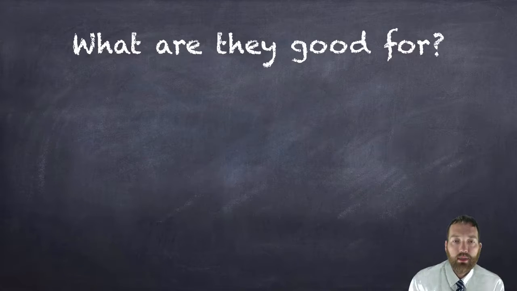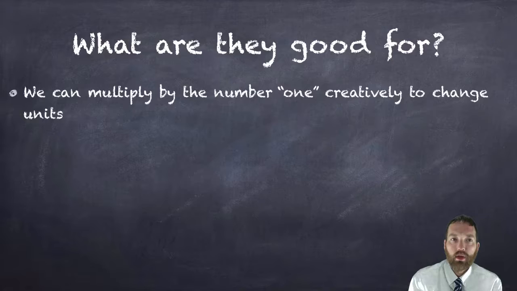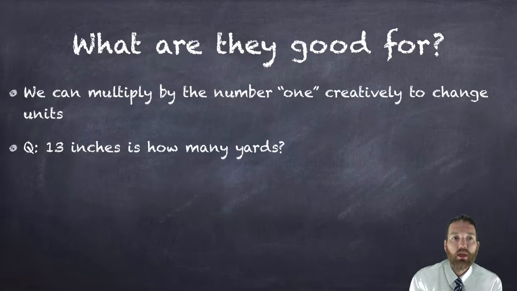All right, so you might be saying, Mr. W, I get the idea. Just take the numbers and divide them, and you flip them, and you can get two different ways of writing 1. So what is this good for? Well, we can multiply by the number 1, not really the number 1, but a conversion factor that means 1, creatively to change the units from one unit to the other. This is something you're going to have to do a lot in the chemistry course.